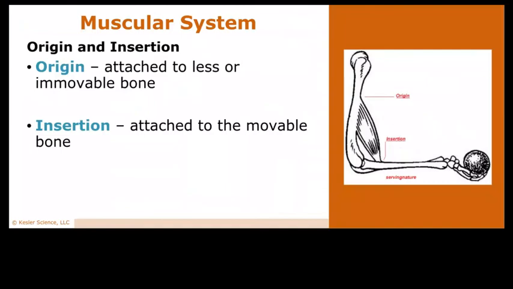So in the muscular system there's an origin and insertion. An origin is attached to less movable or immovable bone, and an insertion is attached to a movable bone.